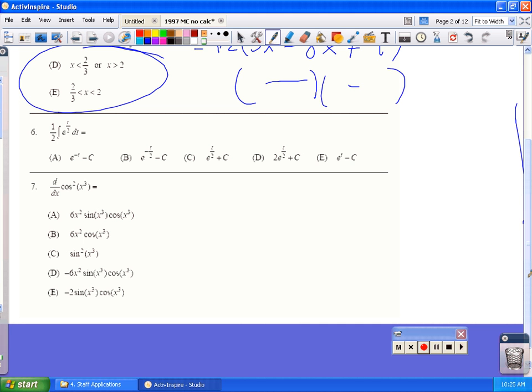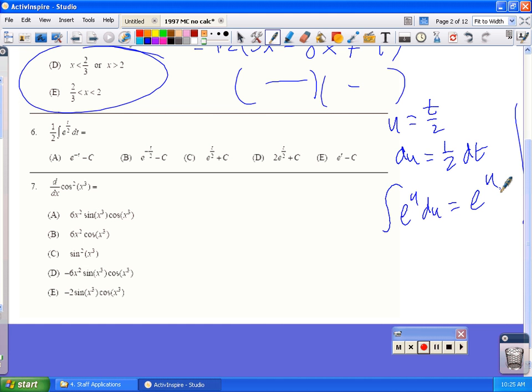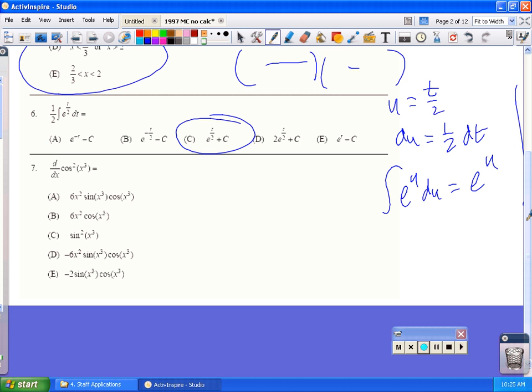But when you have e to another power, u is the power. So you get u equal to t over 2, so du, go. Come on. 1/2 dt. And look, this problem already has a half in it. Agreed? So when we substitute, we get the integration of e to the u, our favorite function ever. And when you integrate e to the u, you get e to the u, and you resubstitute back. So you get e to the t over 2 plus c. Are you okay?